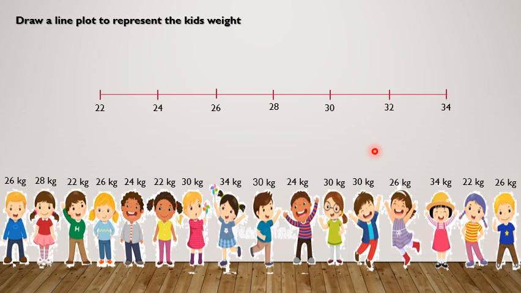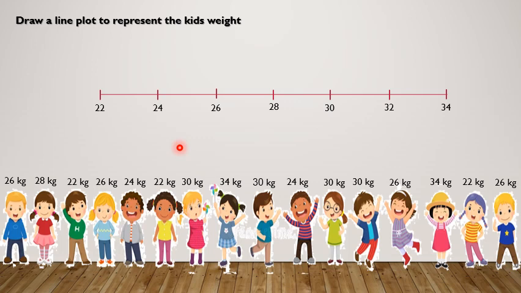Why did I use the scale by 2? Because if you look at the weights you have here, you can see that all of them skip by 2. So to make it easier, I can use skip counting to draw the line that I have. So I will start with 22 and I will skip by 2: 24, 26, 28, 30, 32, 34.